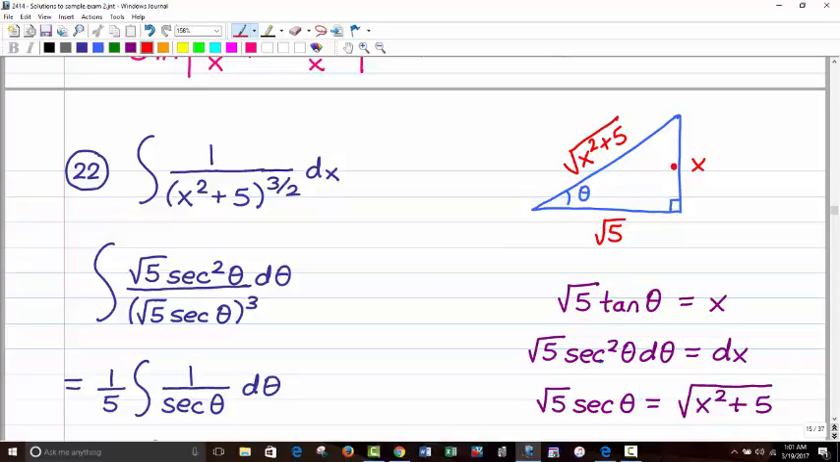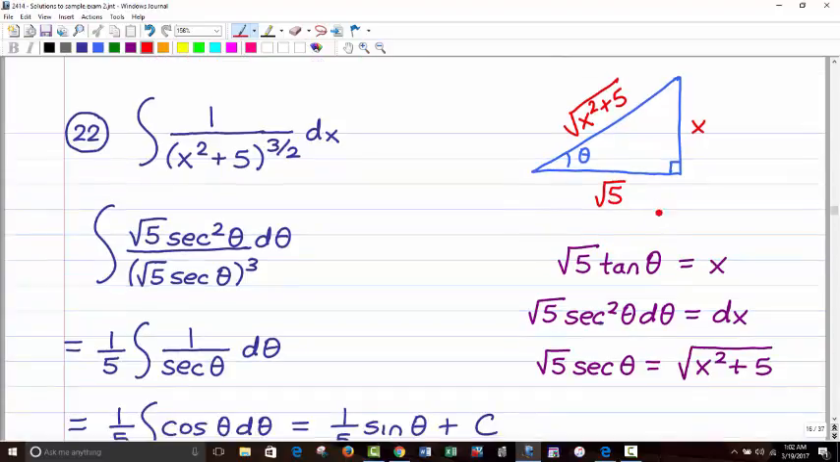So tan of theta would equal x over root 5. So x equals square root of 5 tan theta, which makes dx be square root of 5 sec squared theta d theta. And now I need the radical in terms of the constant. So secant of theta would equal the radical over the square root of 5. So you bring the square root of 5 over, you get this.